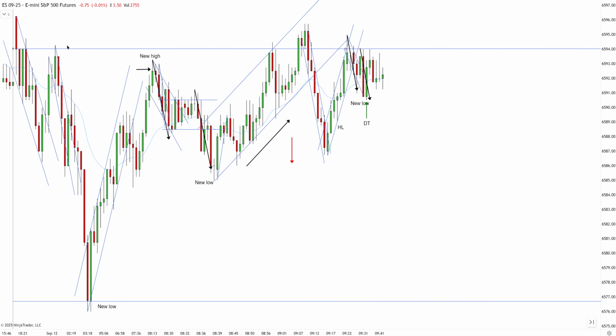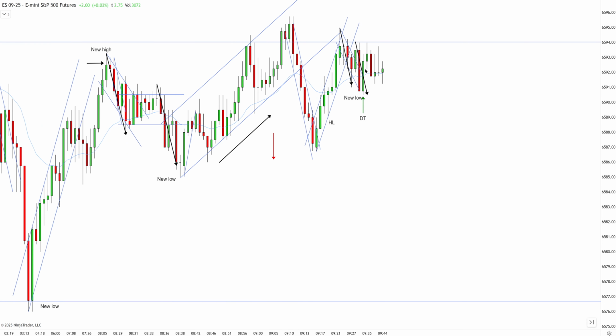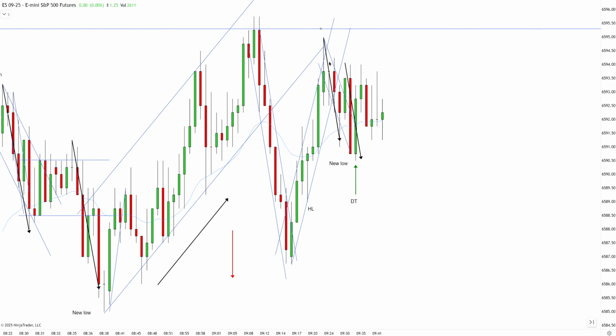So this is what I was afraid of, going along directly into these highs. Now I still entered the position. Why did I enter the position? Well, because this uptrend needs a new high and also this one. So I have two uptrends that need a new high.